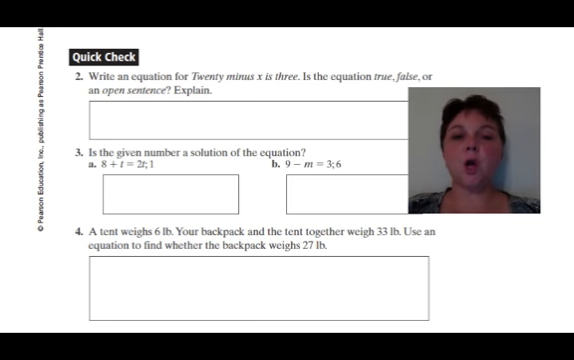Try the quick check on your own. Pause the video, do the problems. When you're finished, start the video again and check to see how you did. I'd love for you to tell me how many you got right, especially tell me on Edmodo. That's your challenge.